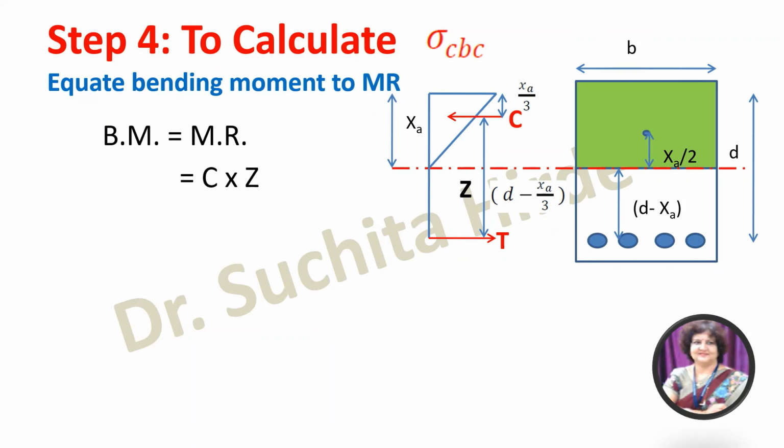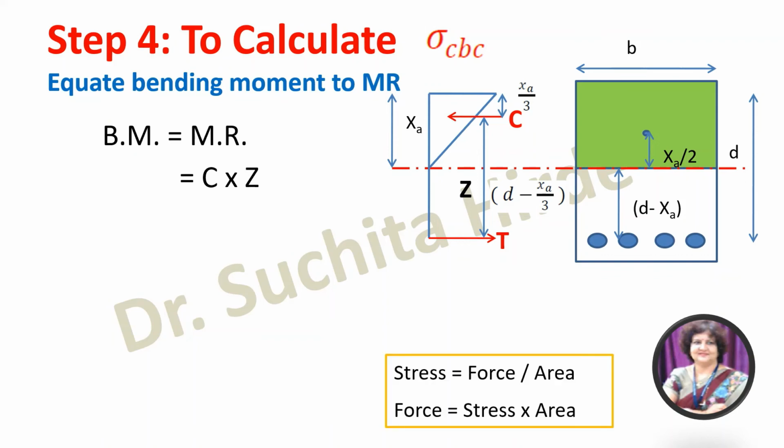Now C is again force which is equal to stress into area. So force is stress into area. Now what is stress here? It is not constant. Stress is varying. Therefore we have to take average stress. At the top it is sigma CBC. At neutral axis it is 0. So average stress is sigma CBC plus 0 divided by 2. So it is half sigma CBC.